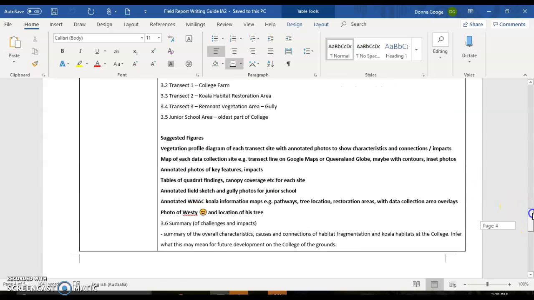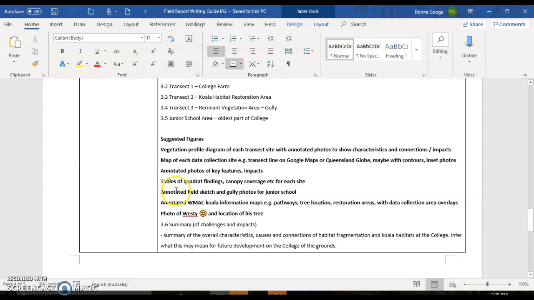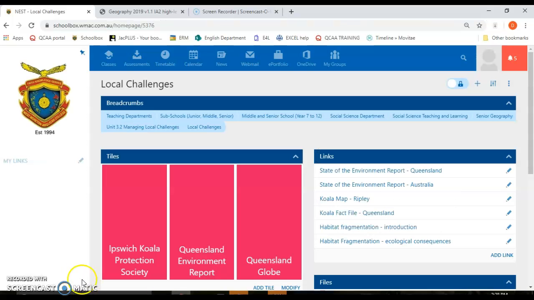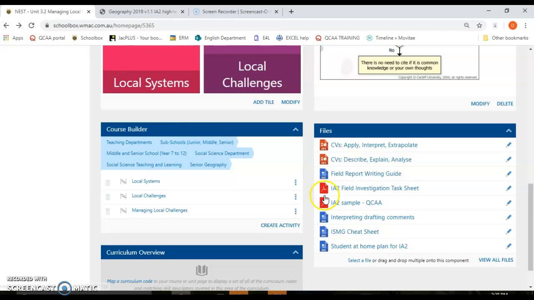If you get stuck, have a look at this handout. Also have a look at the example that's been given from the QCAA, this one down here. Remember, they were doing weed invasion, so slightly different focus. But there are a lot of resources out there to help you. And of course, ask me as many questions as you need.